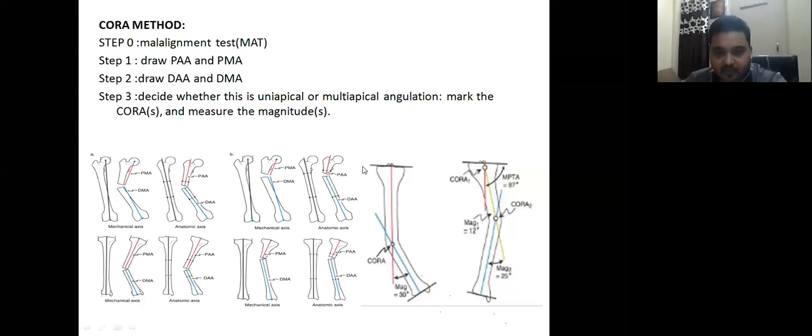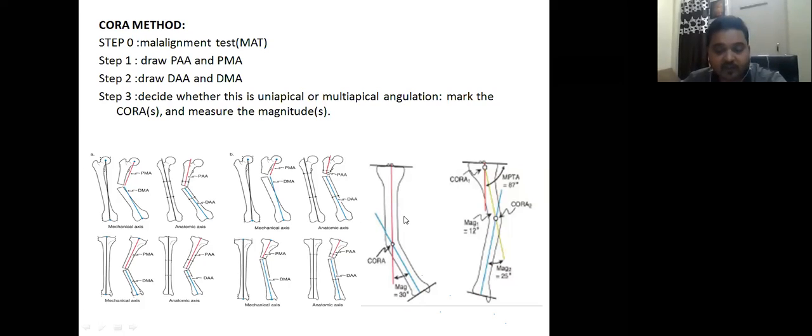So what I mean to say by this slide is, see in this tibia, there is an anatomical axis of the proximal segment and an anatomical axis of the distal segment. The point of intersection will be the CORA, and this angle is nothing but the magnitude of that deformity. This is going into varus, and for this example purpose it is taken as 30 degrees.